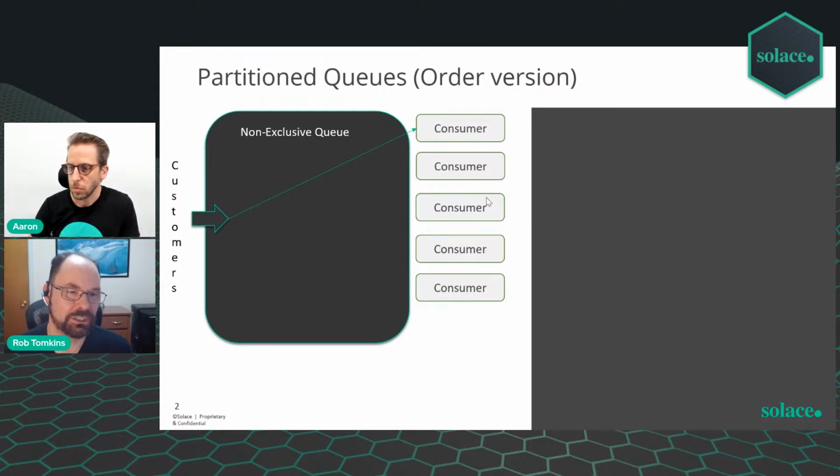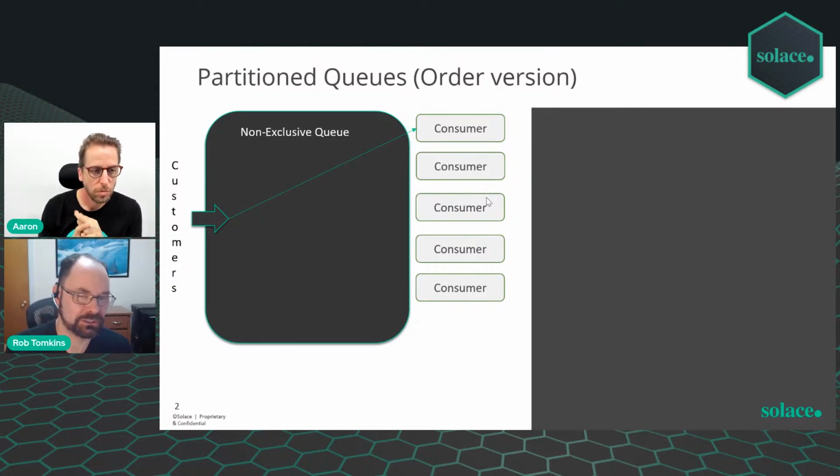Where partition queues come in is, what if you want to be a bit more sophisticated in your consumer? Let's say you're evolving. I want to allow my customers to modify their orders after they've gone through the initial web page, but later on they come back in and make changes. I've got to feed that through my event mesh to the consumer that handled that initial request. And that's a problem with non-exclusive queues.